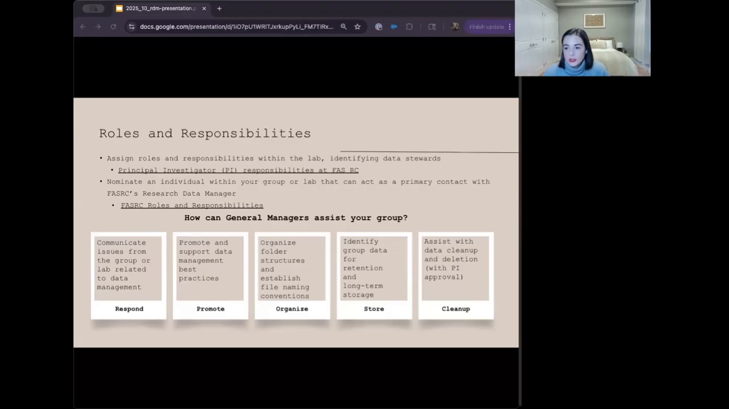We do generally recommend that each group or lab have a general data manager, someone in the lab who can act as a primary contact point between FASRC and the lab, and can also take on additional responsibilities as needed, like promoting and supporting data management best practices, helping to organize folder structures, identifying data that could be deleted or moved to long-term storage.